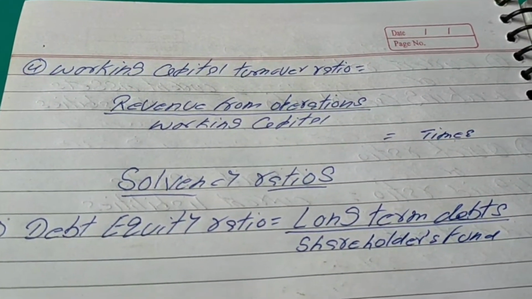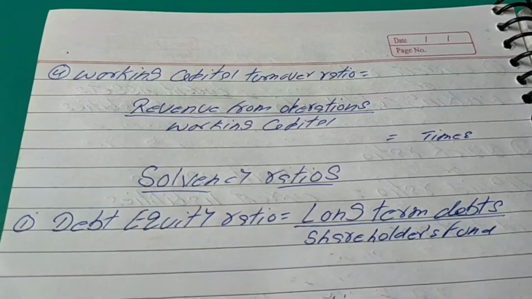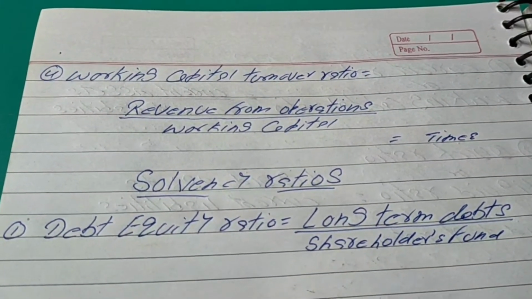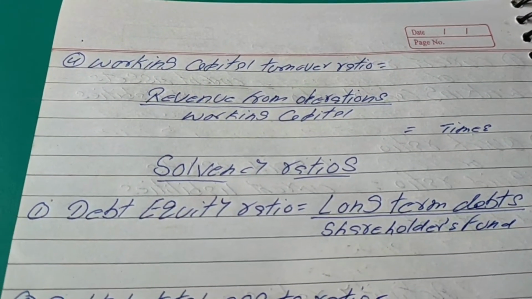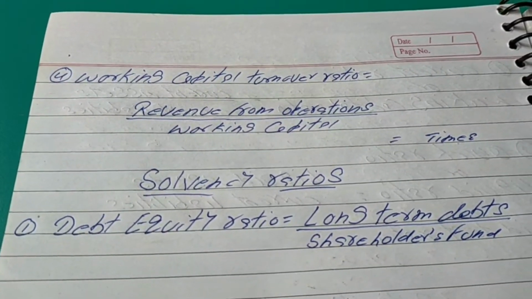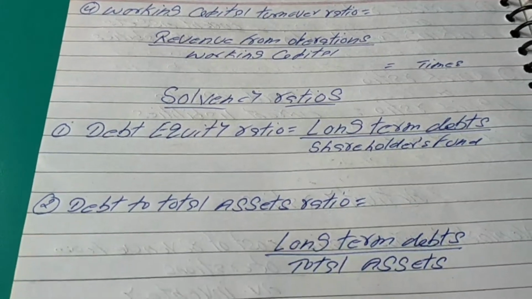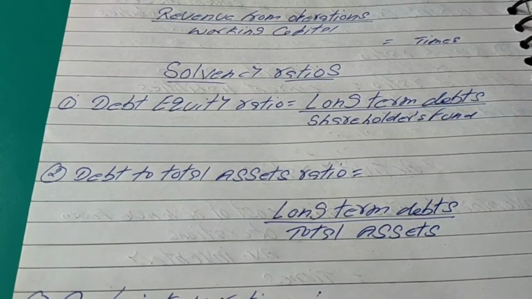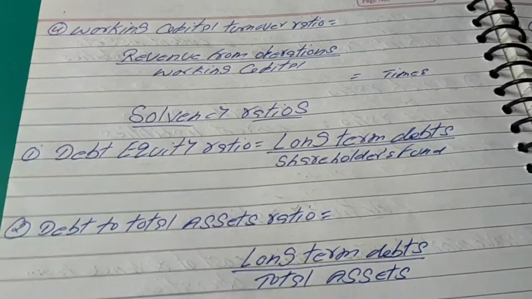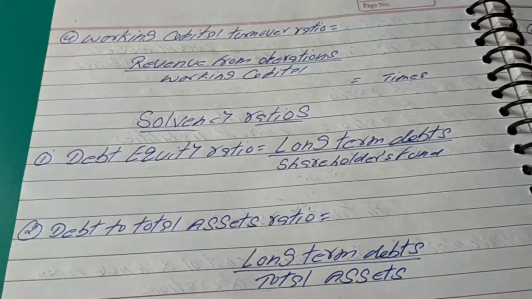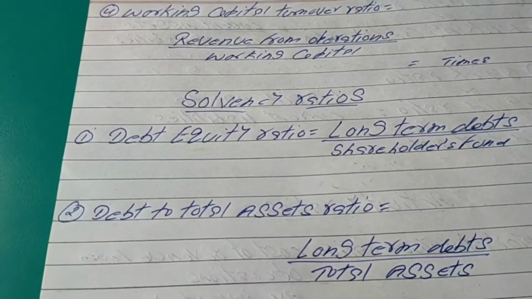Now for the working capital we will use the formula: working capital is equal to current assets minus current liabilities. Now the next heading is your solvency ratio. What is the meaning of solvency ratio?